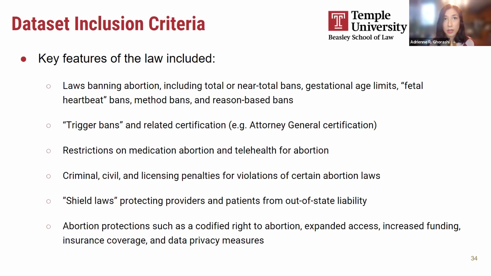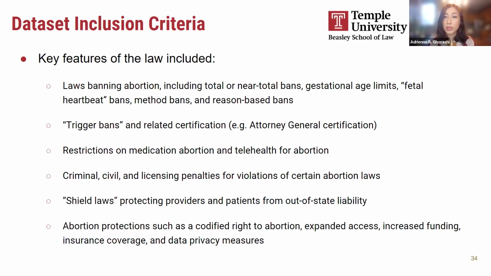So when this was all unfolding, there were questions about how long it would take for trigger bans to actually take effect. So in some states that could have been immediate. In other states, there were provisions that said something like 30 days after certification by a court or something that Roe v. Wade had been overturned. We also included restrictions on medication abortion, telehealth. We focused on the different types of penalties that people could face for violating abortion laws.